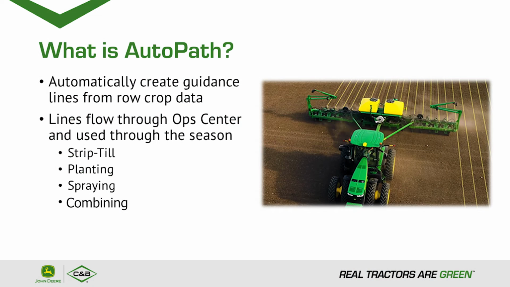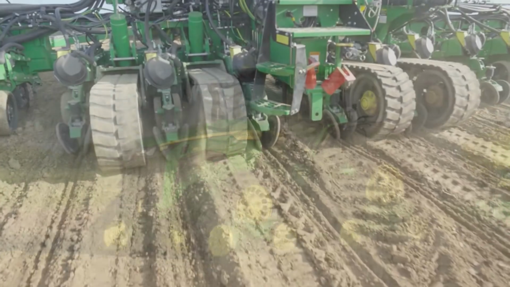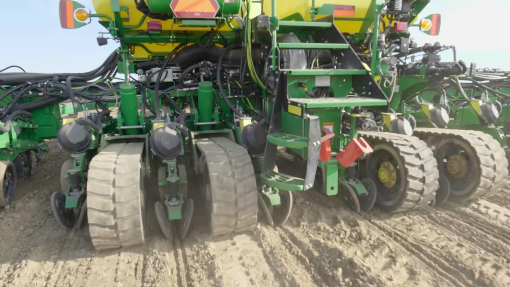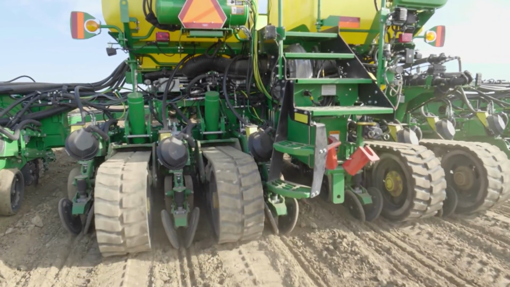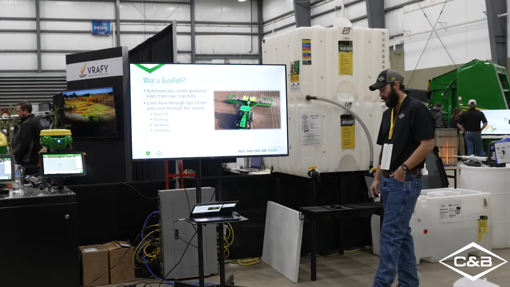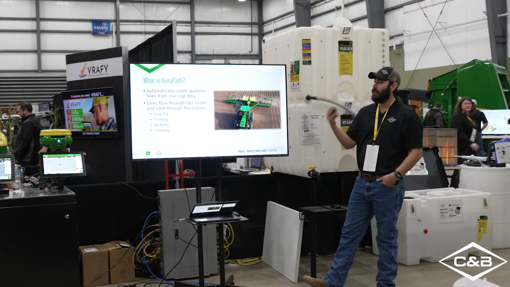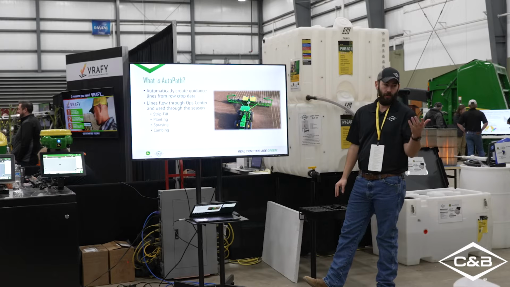So that's implement guidance, and kind of the next step to all of this is then being able to do AutoPath. So what AutoPath is, you see there, is automatically creating guidance lines from row crop data. So as we're out there planting, you see the image here, we're actually creating guidance lines where all those rows are. So we create those guidance lines in our planter pass, and then we're able to move those guidance lines into our sprayer, into our combine to use later on that season. So for example, the sprayer, if somebody's running a Hagie doing some high clearance corn, putting some fungicide on, they can use those AutoPath lines, run right down the row.